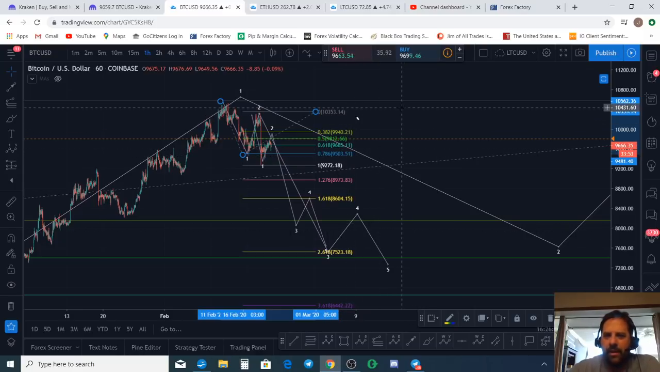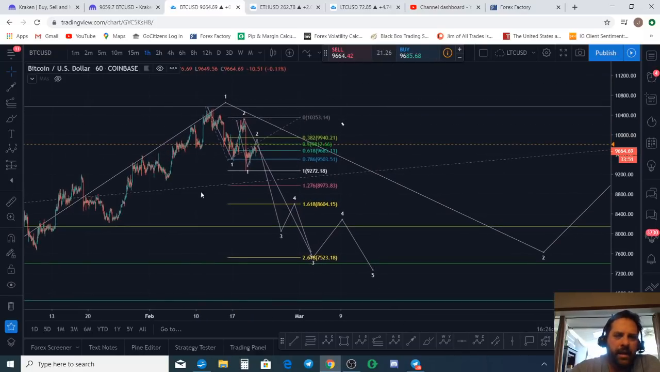So anyway, all right. Let's zoom in and see if there's any credibility to what's being formed right now as a 2 wave to the upside.